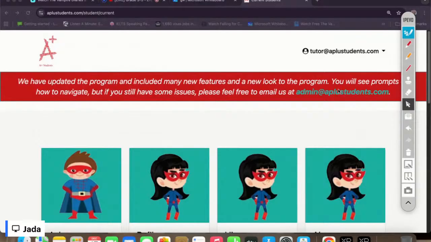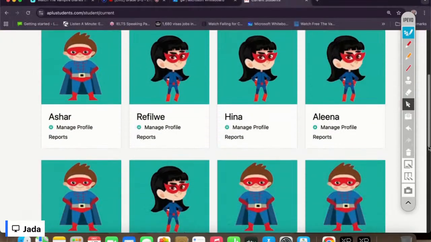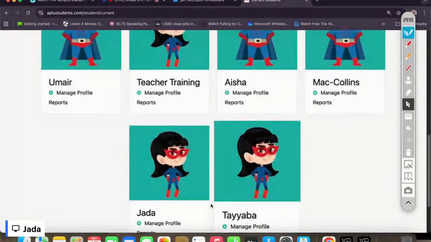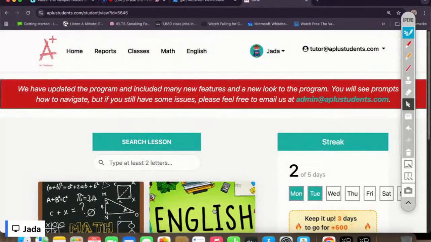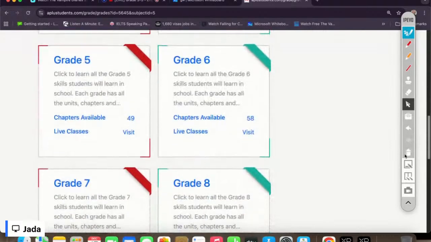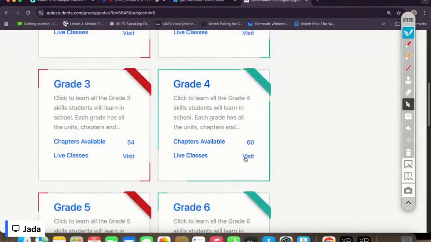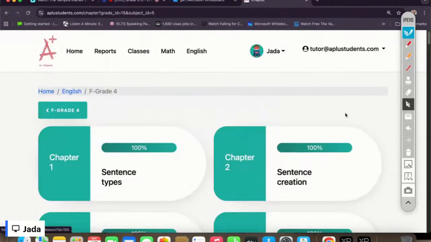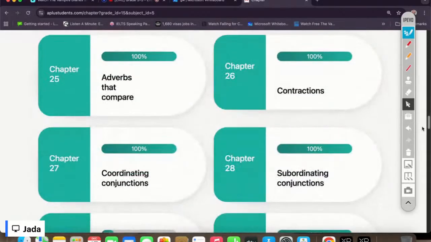Alright, so I'll take you through logging in. After logging in using aplusstudent.com, you move on here and you can click on your name, okay? And you go to English, which is language arts. These are all the grades. We scroll down and we can find what? Grade 4. And the chapter, shades of meaning, okay?